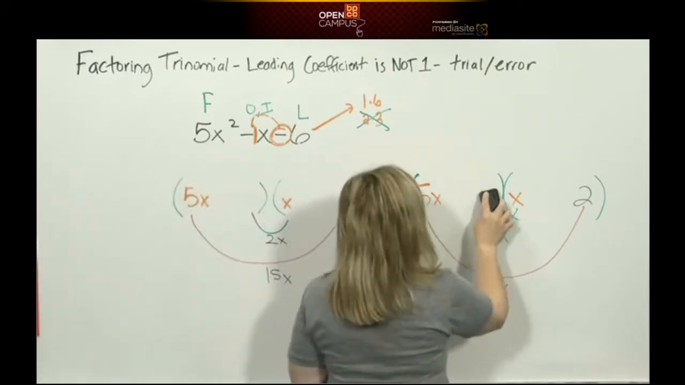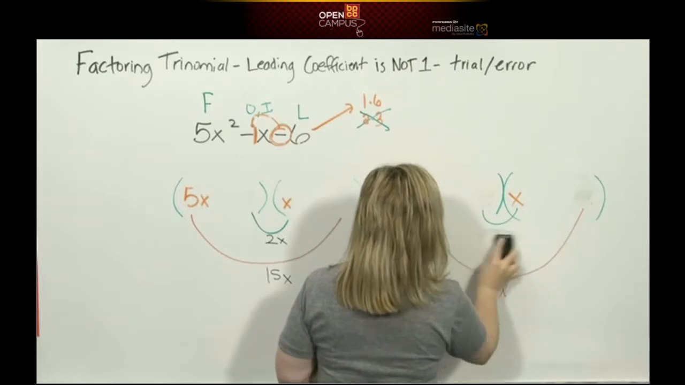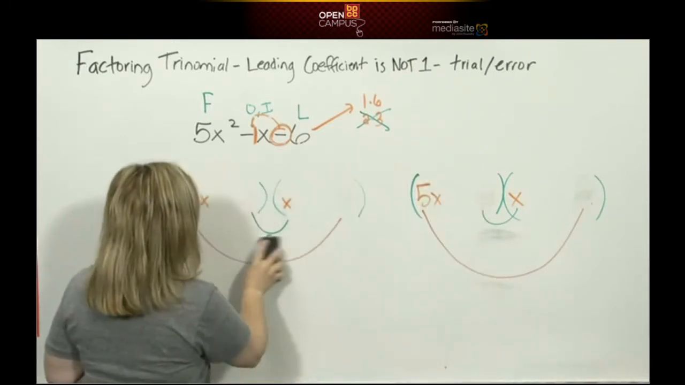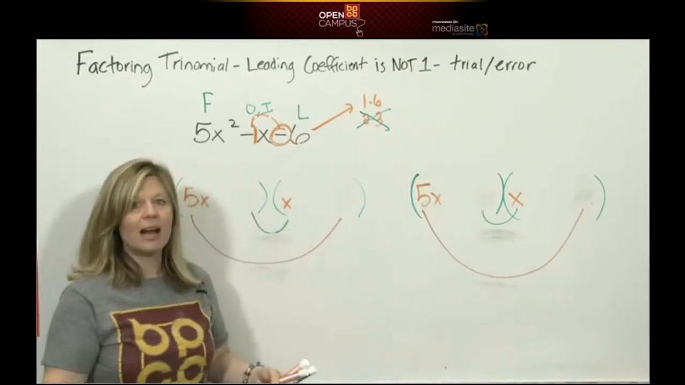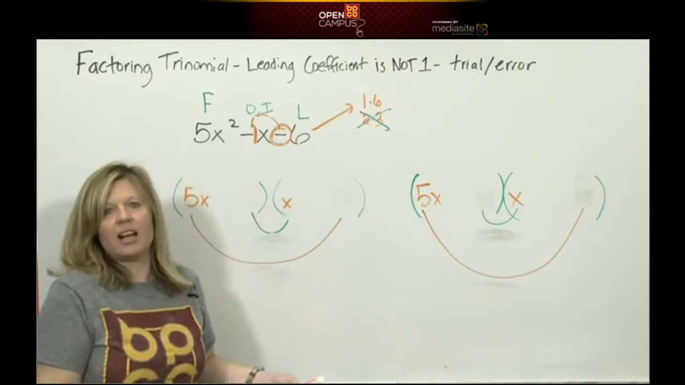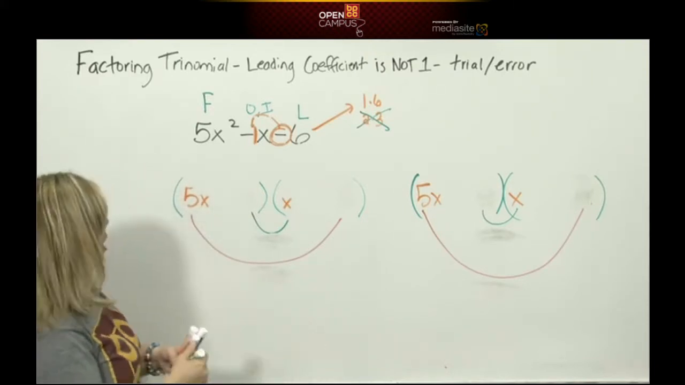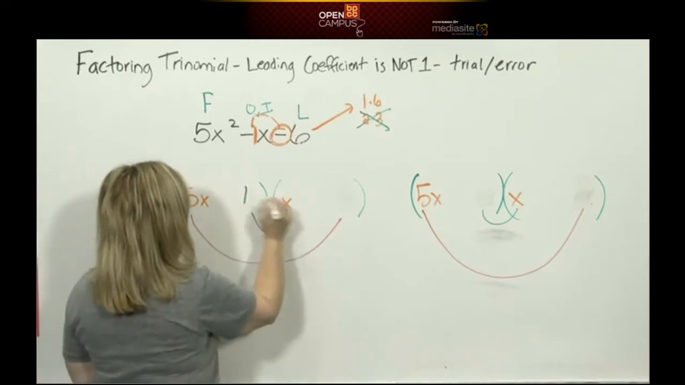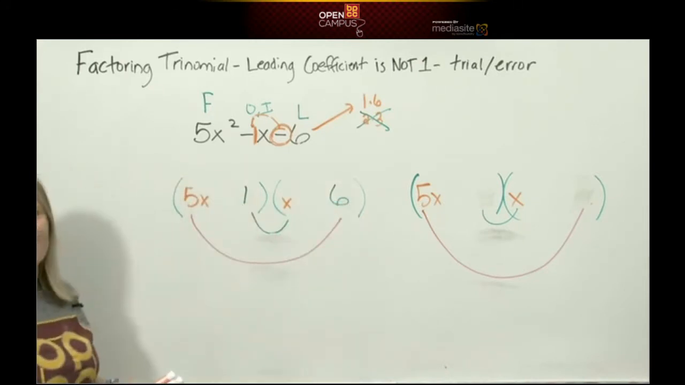So I'm going to erase my 2's and 3's. And we're going to try the 1 and the 6. And it is truly trial and error. It's like hitting the jackpot. You're either going to hit it the first time or you're not. So I'm going to put the 1 here and the 6 here. Let's see if that works.